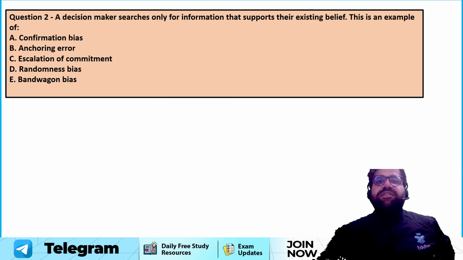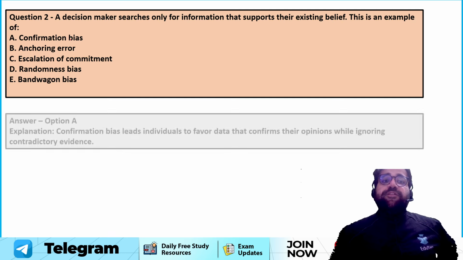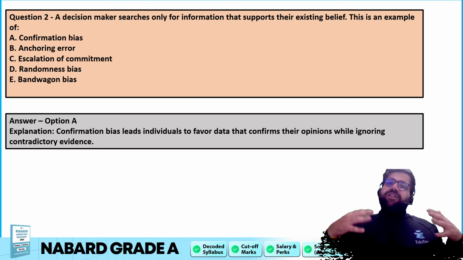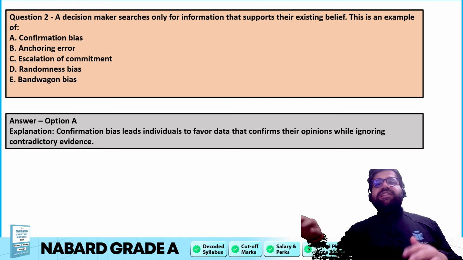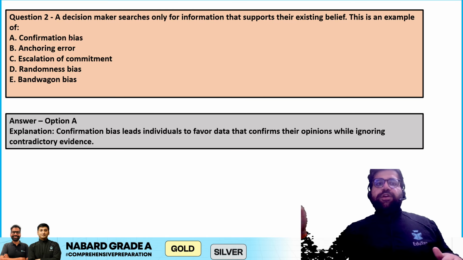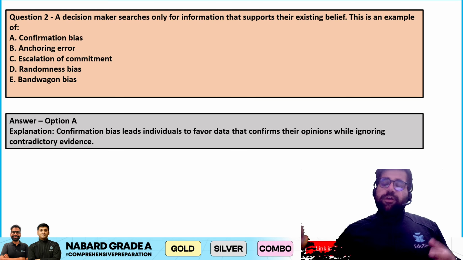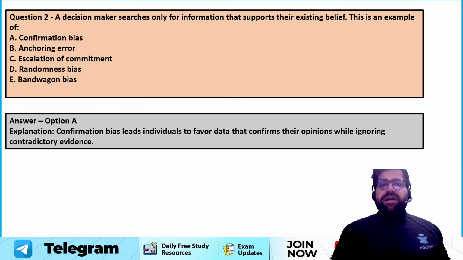A decision maker searches for only information that supports their existing belief. This is known as what? This is known as your confirmation bias, right? This is like जो मेरा belief है, जो मेरे values हैं, उस पे ही I will try to act. It's like a terrorist will never accept that he is wrong, because he is trying to make decisions on his value system, which is completely wrong from our side at least, right? So this is what confirmation bias is.